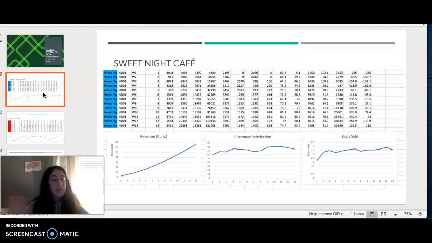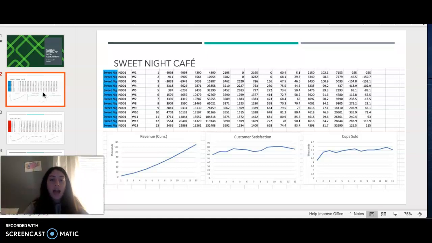Revenue was important because that's how much the business would be making, their income. Customer satisfaction, of course, you need, or else your business would go down to the ground if nobody likes your cafe. And cups sold obviously shows how well your business is doing off of what it's supposed to be selling.